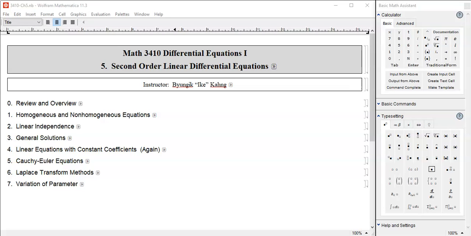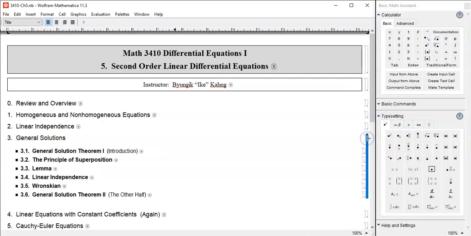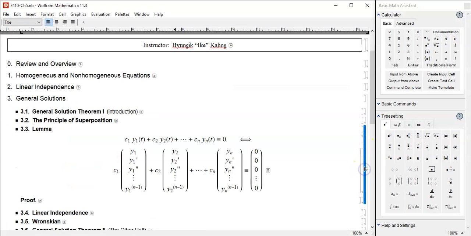Hello students, let's resume section 3, general solutions. We're done with 3.1 and 3.2, and let's begin 3.3, lemma. And what does it say?